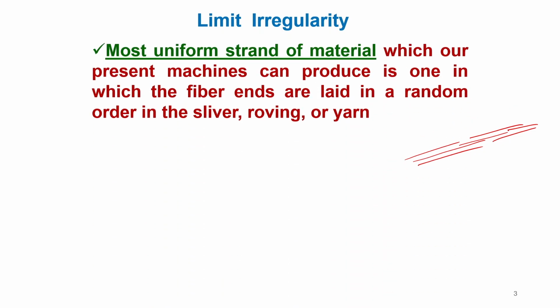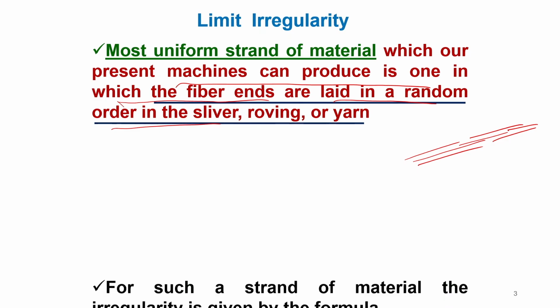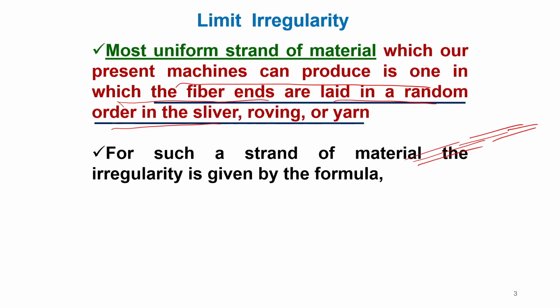Even when we maintain everything constant and ideal, we still get certain variability, and that variability is known as the limit irregularity. It means the most uniform strand of material which our present machine can produce is one in which the fiber ends are laid in random order in the sliver, roving or yarn. For such a strand of material, the irregularity is given by the formula.